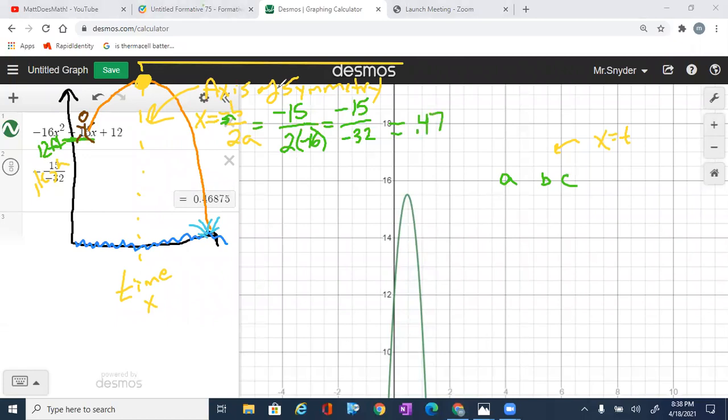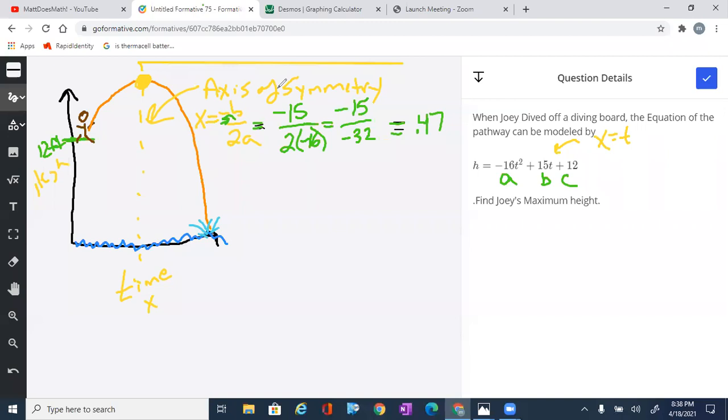Okay. Now, when we're doing this, we've got x equals 0.47, which is our time. What that means is that this axis of symmetry right here happens at 0.47. That is when our time is happening. And we're going to use that to calculate how high it actually goes. At this point, we just simply plug it into the equation.